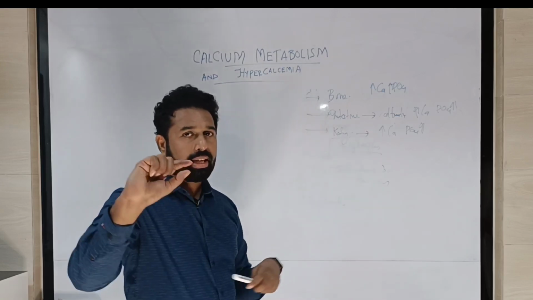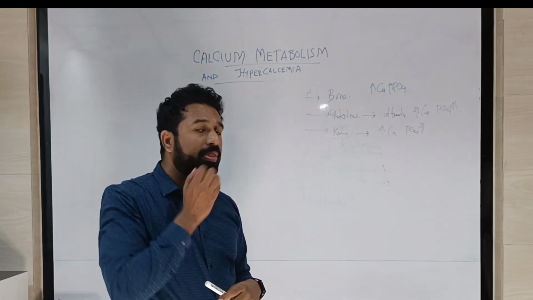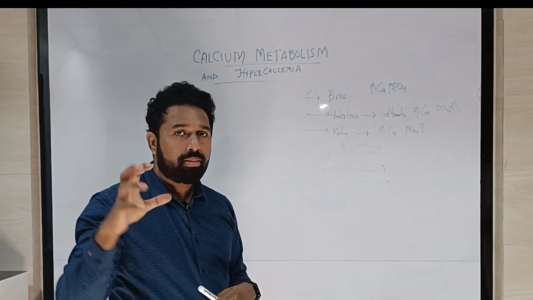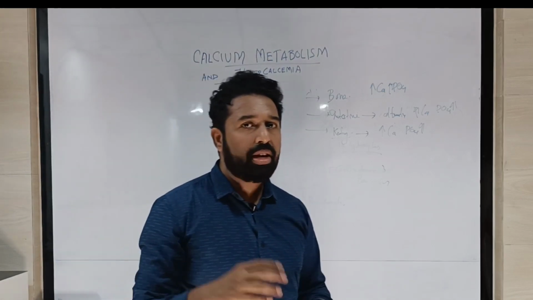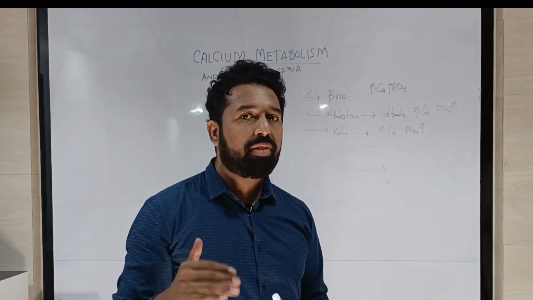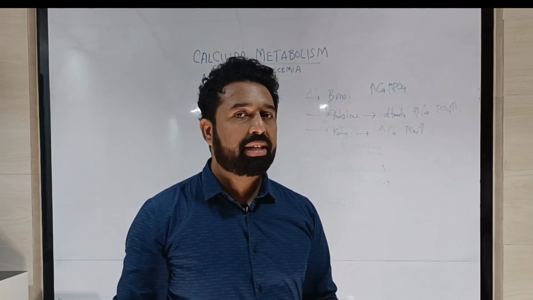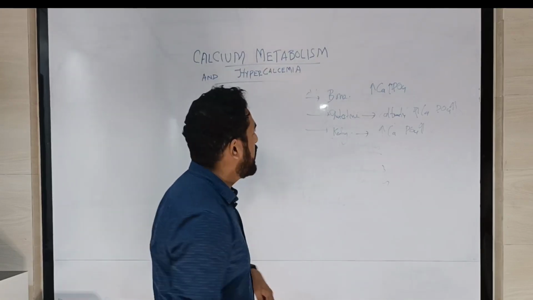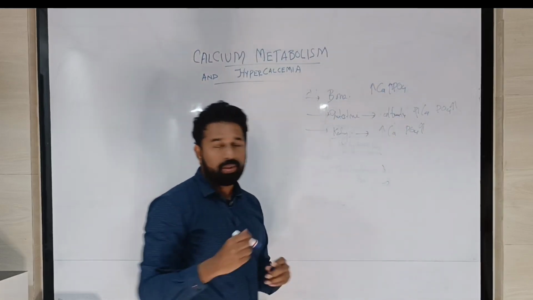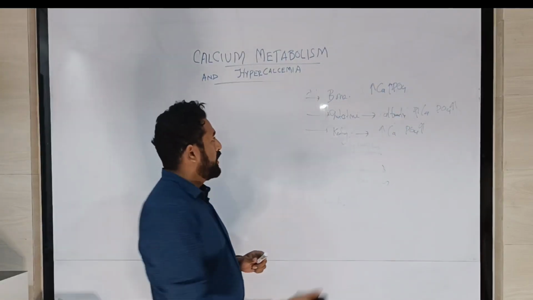In the bone, there is a separate action by 24,25-hydroxyvitamin D, which actually reduces the calcium and phosphate. But because it is formed only after enough amount of 1,25, that action predominates. So the net action of vitamin D will be increased calcium and increased phosphate, like I told you initially.